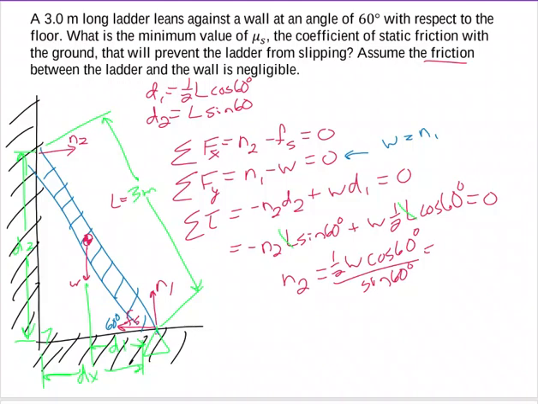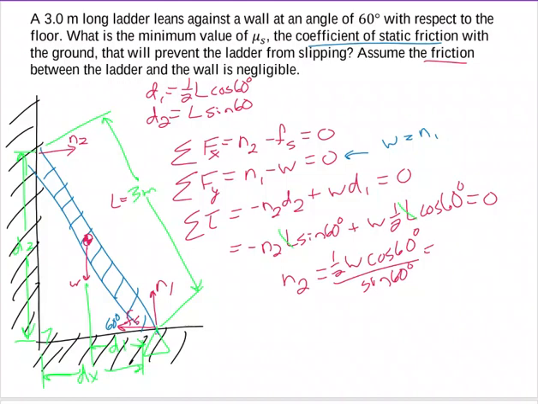So how does that help us? We know that normal 1 is just, we need some sort of equation to solve for normal 1. Okay, so what is it that we're doing is a good question. What is it we're trying to find? We're trying to find the coefficient of friction. What is the coefficient of static friction? That's mu sub s that we're looking for, right? And we have not talked about mu sub s yet.